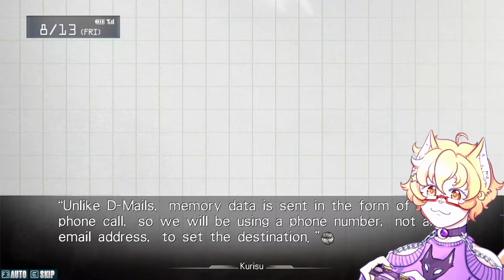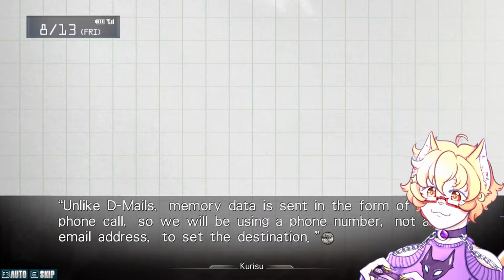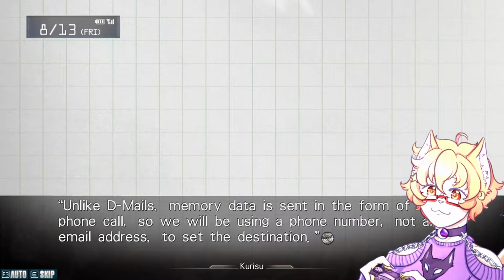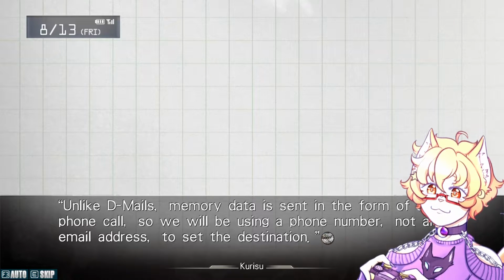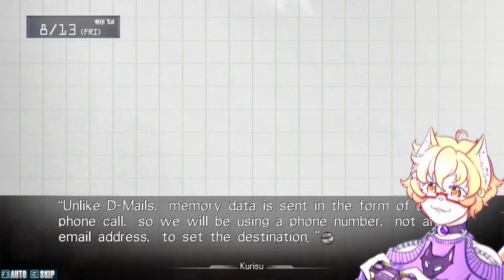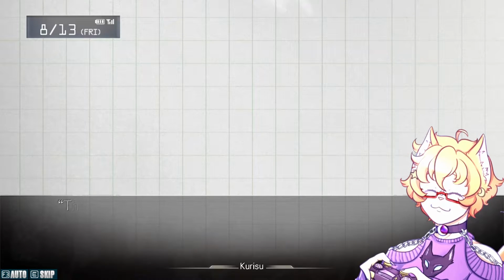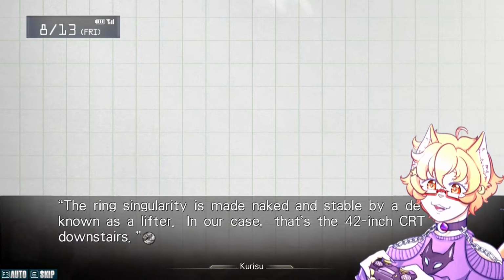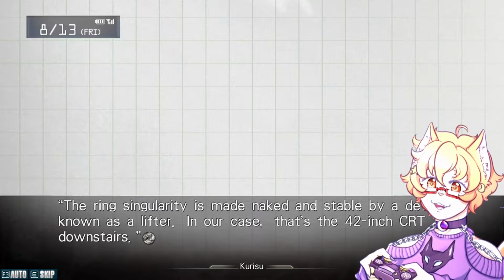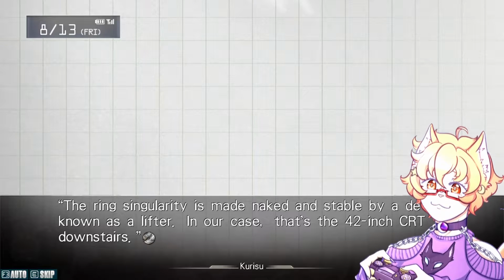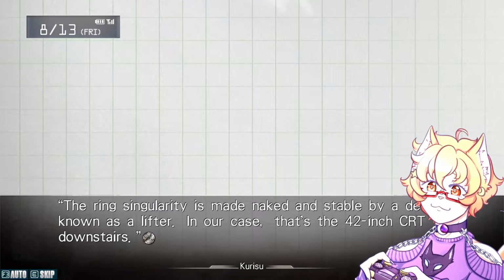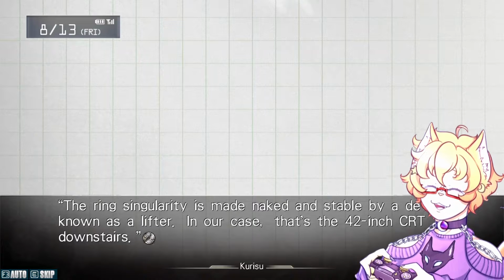Unlike D-mails, memory data is sent in the form of a phone call, so we will be using a phone number, not an email address, to set the destination. The ring singularity is made naked and stable by a device known as a lifter. In our case, that's the 42-inch CRT downstairs.